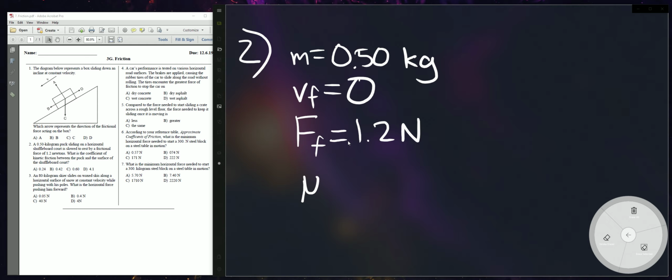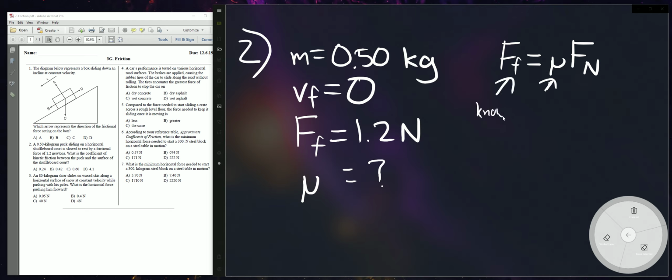Now, since we're talking about friction, we know that our frictional force is equal to mu times Fn. Well, we don't know what mu is actually. We want to find out what it is. We know what the frictional force is. But we don't know what Fn is. We need to know what our normal force is.